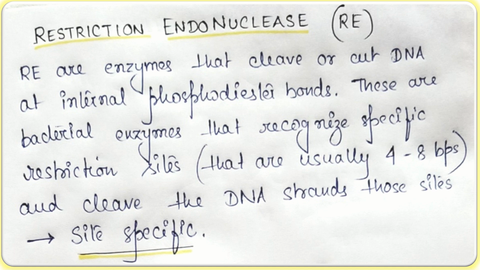Now, before we go into the topic, we first need to know what restriction endonucleases are. Restriction endonucleases are enzymes that cleave or cut DNA at internal phosphodiester bonds. These are bacterial enzymes that recognize specific restriction sites that are usually 4 to 8 base pairs and cleave the DNA strands at those sites. This means they are very much site specific.